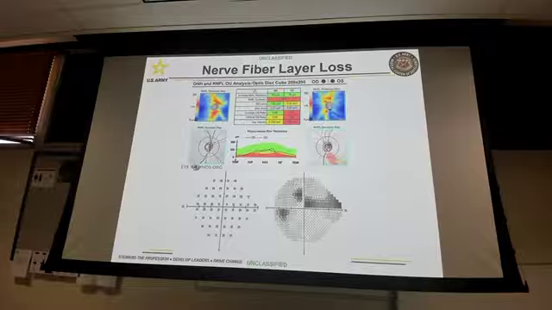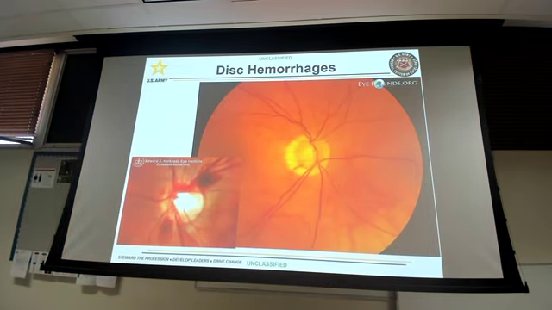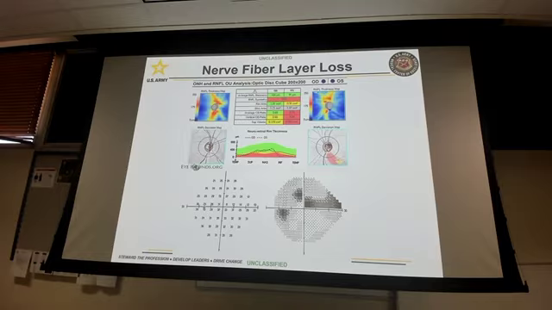And so this tends to be a mirrored image, and that's why you're going to see, even though you have this neurofiber layer loss down at the bottom, you'll have a superior loss, or it's above the horizontal midline. So even though it's down right here, you'll have this up here.